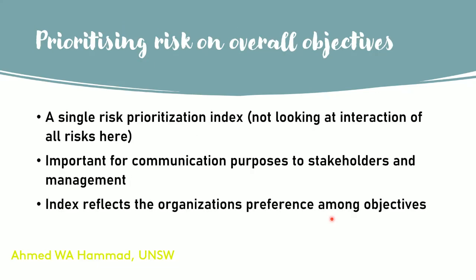When you're looking at a qualitative approach, as I said, we're looking at single risks. And so it's about that single risk prioritization that's involved. So that's a list that you would come up with. Now, the single risk prioritization index does not look at the interaction of all risks here. That's a function of a quantitative risk approach. So more sophisticated simulation analysis would be required for that. However, you can achieve an index that reflects the preference of the organization, and you could do that by grouping these different single risk indices together. Now the importance of that would be for communication purposes.